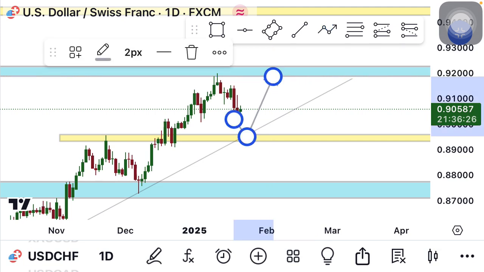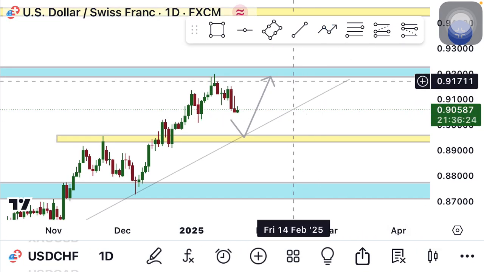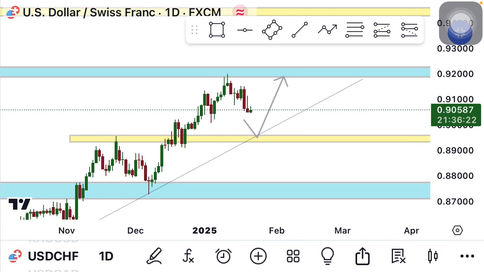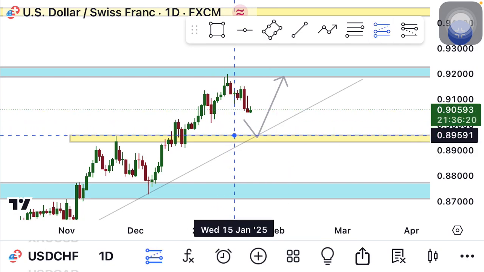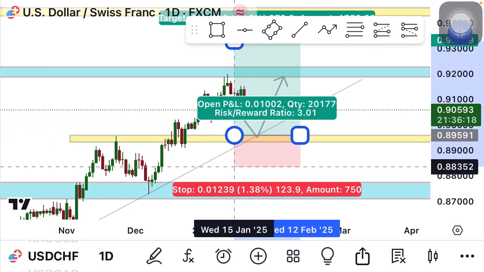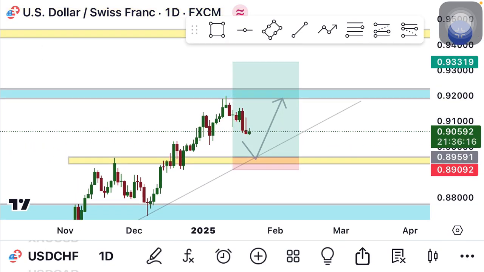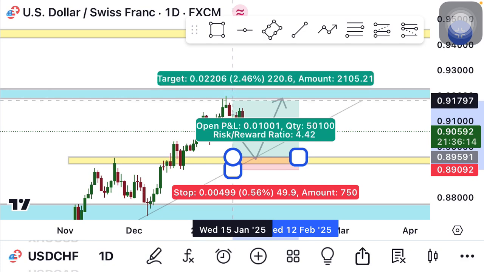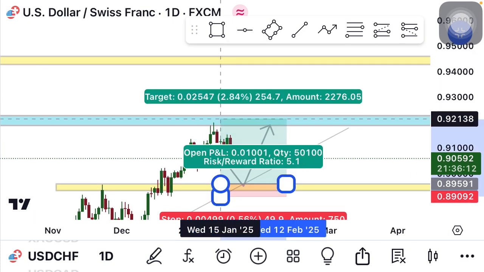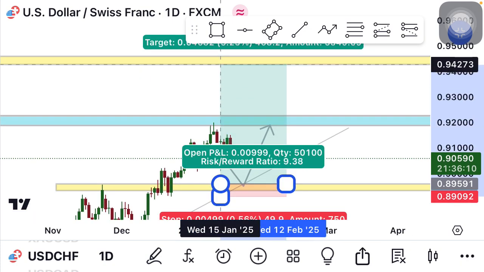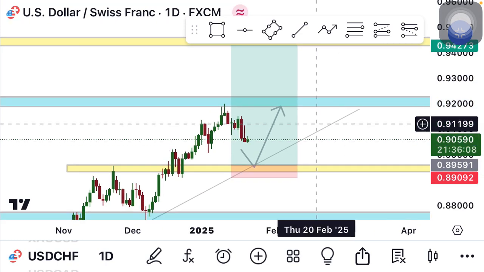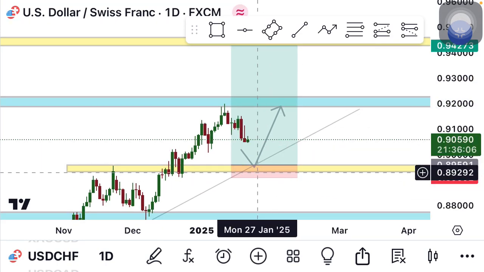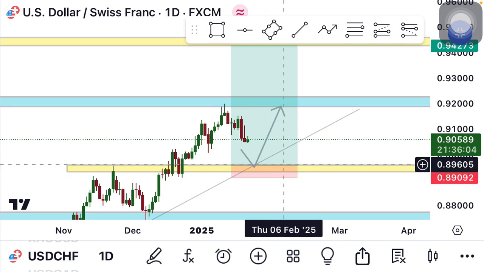At least this should be the first take profit zone if price was to come all the way to this zone, right? And we should be having something like this. Your stop loss obviously will come below this zone, then your take profit 1 will be around this level, take profit 2 will be around this zone, right? So at this zone, if price was to come here, it gives us the confluences to enter for a buy.